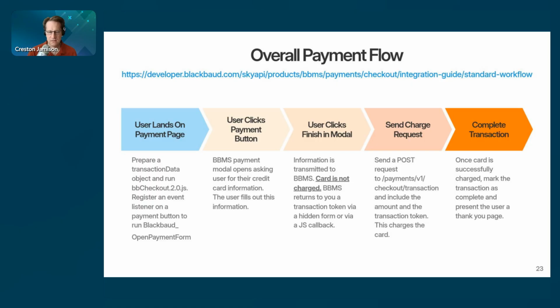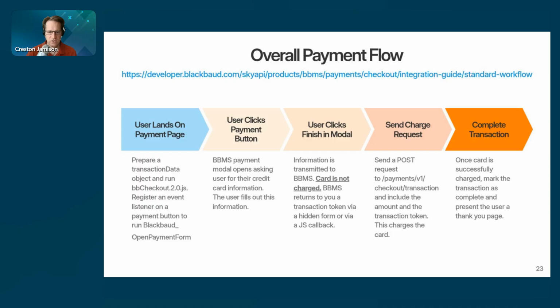The next action that needs to happen is that you need to send a charge request. So you send a post request to payment/v1/checkout/transaction, and you include the amount and the transaction token you received from the Blackbaud modal. This is what actually charges the card. Once that's done, the next action would be you need to complete the transaction. So basically, once this card is successfully charged, we mark the transaction as complete, and we present the user the thank you page, essentially.